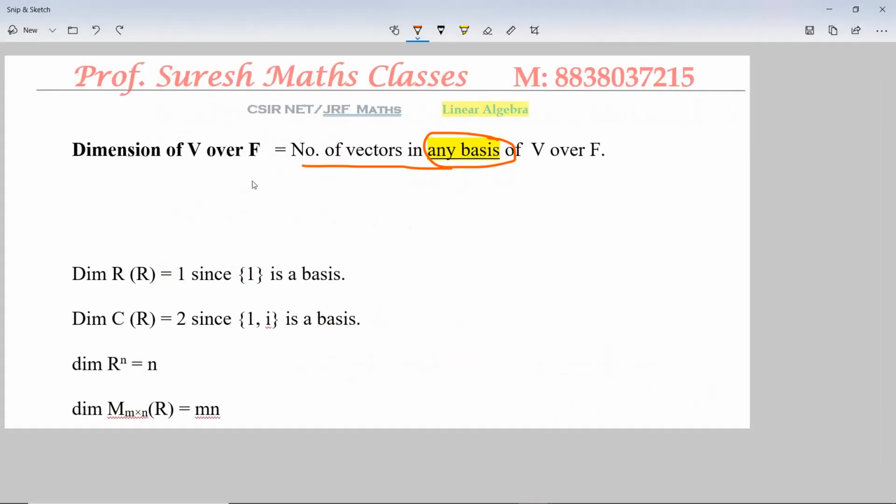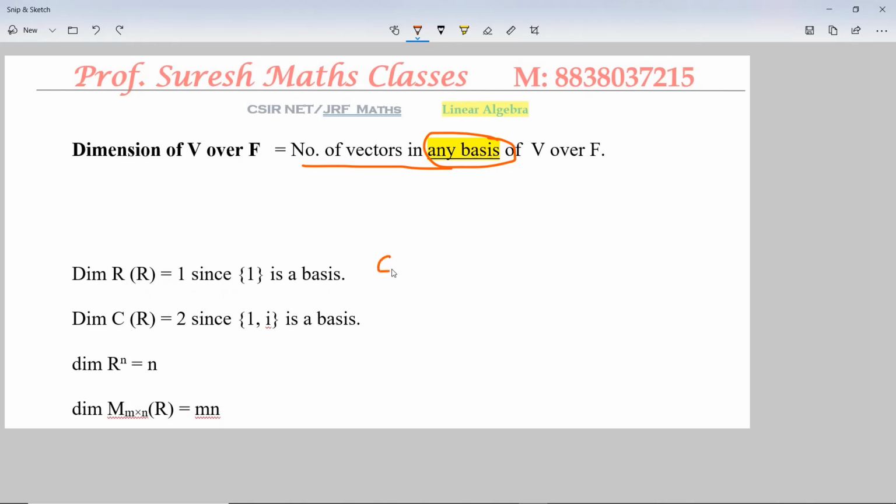Dimension of a vector space equals the number of vectors in any basis of V over F. So to find the dimension of a vector space, one basis is enough. Count the number of vectors in that basis, and that is called the dimension. So dimension is a number. Example: dimension of R over R equals 1, since 1 is a basis. So how to prove this?